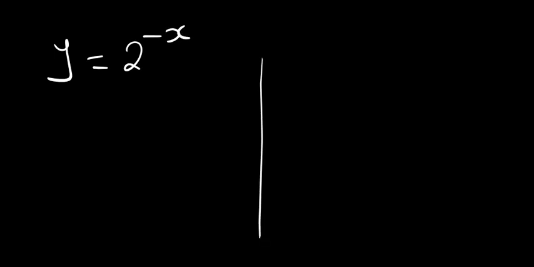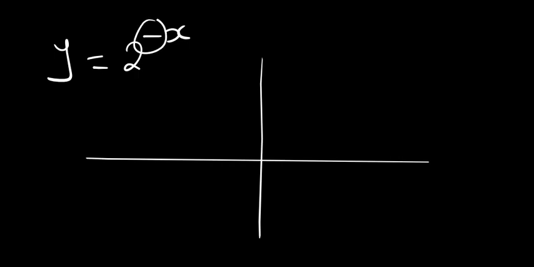So if, for example, I say y equals 2 to the power negative x, for this graph I just have to make sure that we are going to the negative values of x, but the positive values of y. So in this case, it will be something like that.